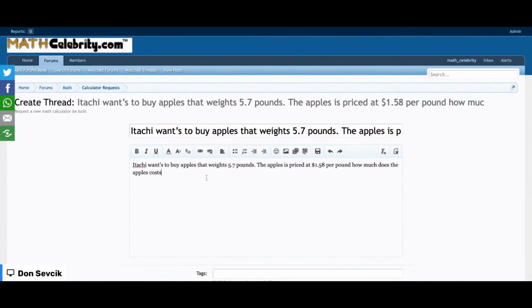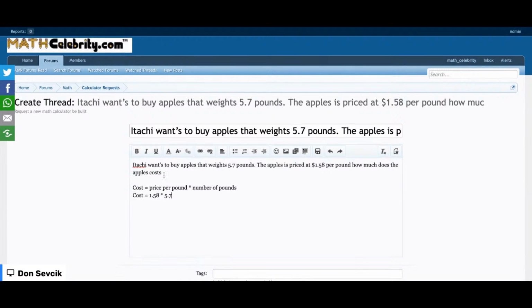Go here next. Itachi wants to buy apples that weigh 5.7 pounds. Apples are priced at $1.58 per pound. How much do the apples cost? Cost, we do this every day, price times quantity, or price per pound times number of pounds. Cost equals 1.58 per pound times 5.7 pounds.